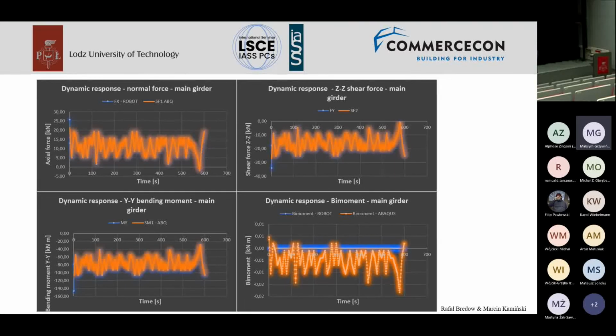One other remark: very similar calculations have been performed in Robot software with the very same integration by the Hilber-Hughes-Taylor method and the very same numerical damping. And on those graphs, in blue, the internal forces recovered at some arbitrary node are presented, and in orange, those recovered from Abaqus. One may notice that the discrepancies between the recovered responses in Robot and Abaqus are marginal.